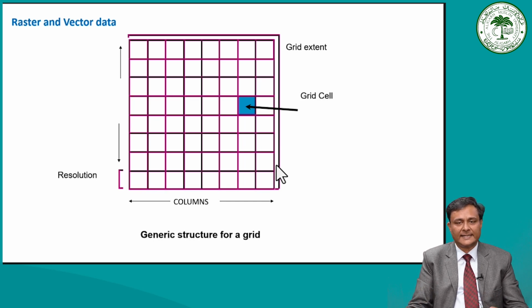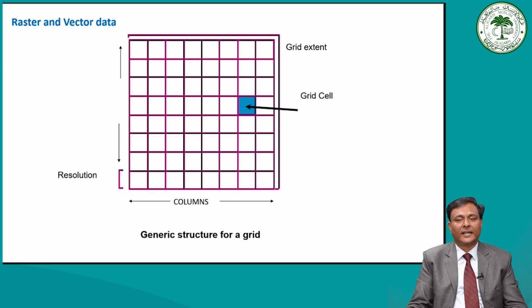So raster data, as I am saying, consists of pixels. Each pixel has an associated value. A grid cell represents this data, as I am saying about the attribute data. In other words, it is a matrix of cells organized in rows and columns, as you can see here.